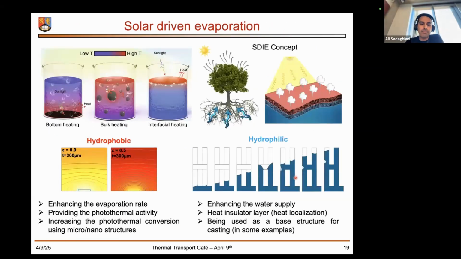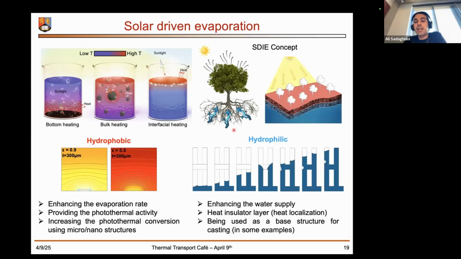So as the last subject, I wanted to provide an example about the solar-driven evaporation. Compared to the conventional systems where the whole bulk is heated up for the evaporation, in solar-driven interfacial evaporation, we have a thin film forming at the interface between the liquid and vapor. And in this section, I'm going to discuss playing with the wettability of different layers in this thin film.